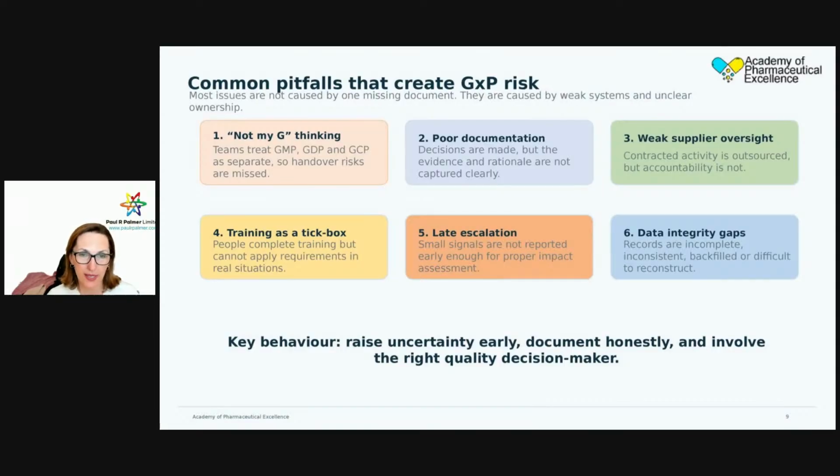The second pitfall is poor documentation. Decisions are made, but the evidence and the rationale are not captured clearly. In an inspection, it is not enough to say we discussed it and decided it was acceptable. This is not enough to write in your investigation, because it will not hold in a real crisis. The record needs to show what was reviewed, who made the decision, why the decision was justified, and what follow-up was required. So your documentation here is your evidence, your records are your evidence of what you've done. So do not underestimate it.